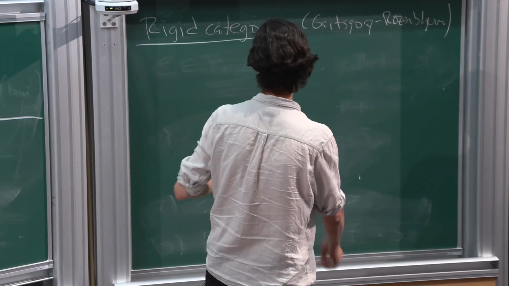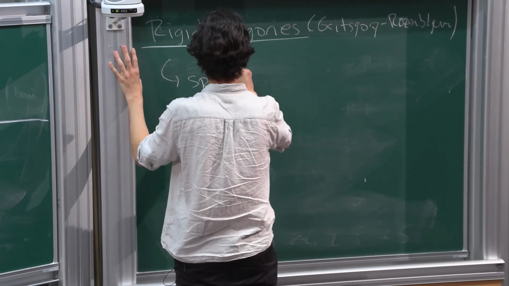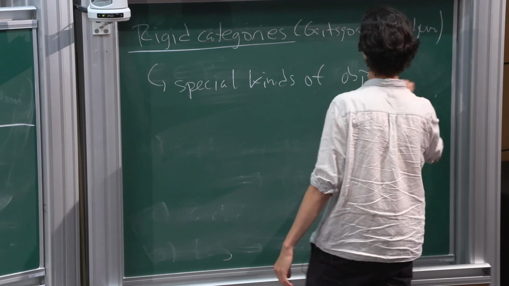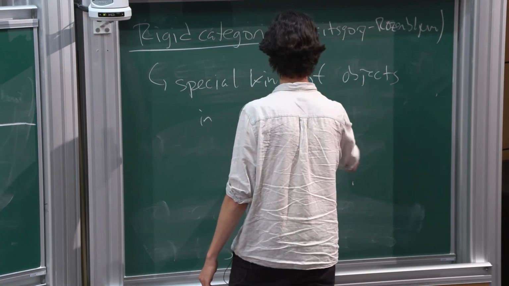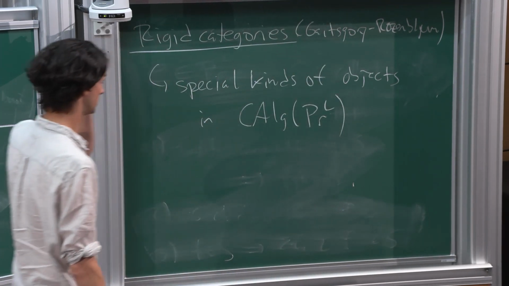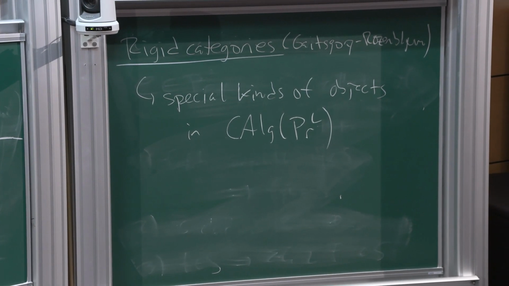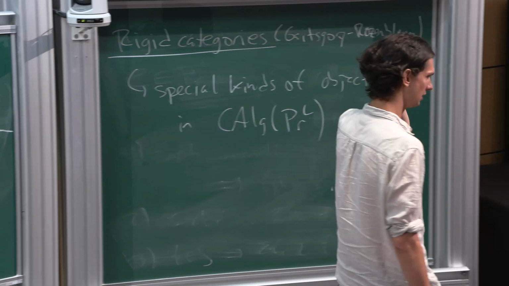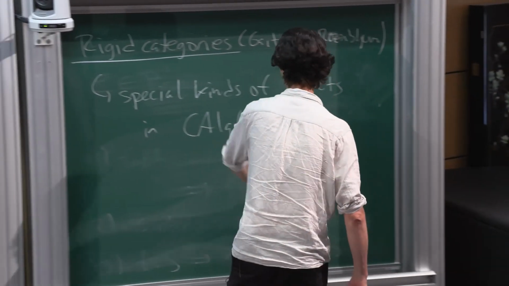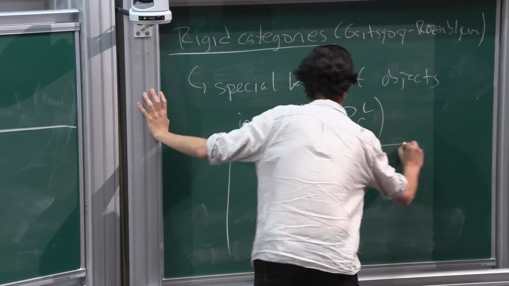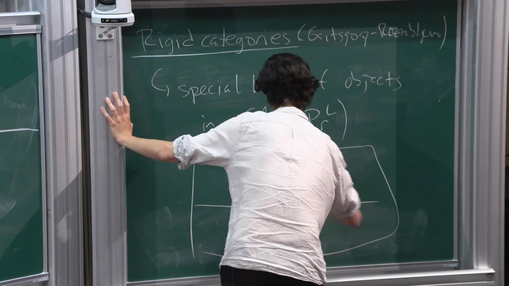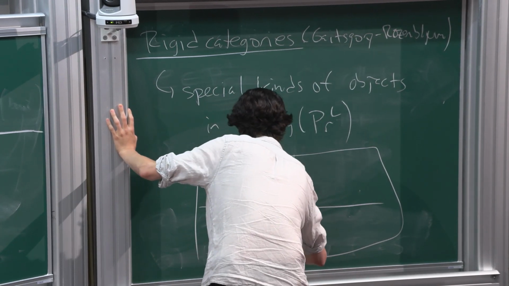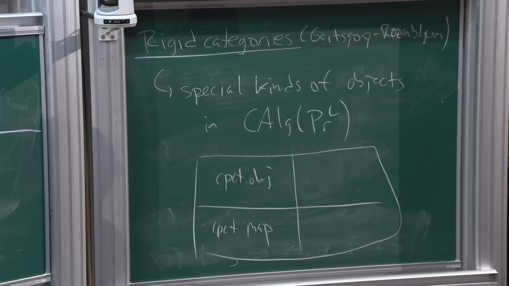But what kind of things are these? So these are special kinds of objects in CAlg(Pr^L). So presentable symmetric monoidal categories where the tensor product commutes with colimits in each variable. And to motivate the definition, let me make a table of analogies. So we have a compact object, and we have a compact morphism. Now those make sense in a general, we'll say presentable category.